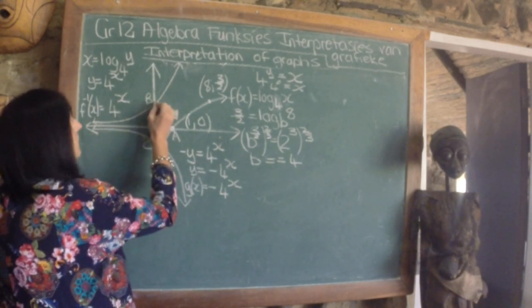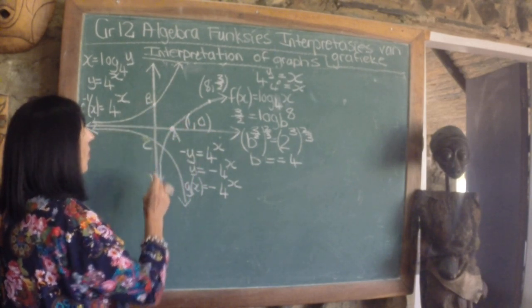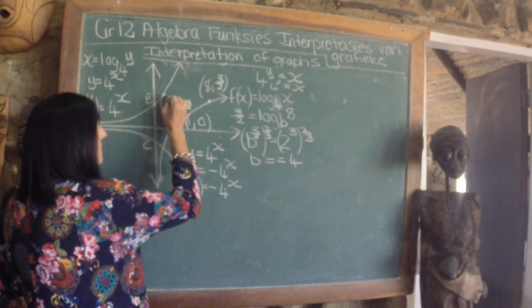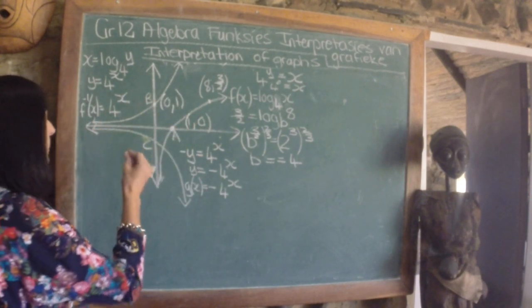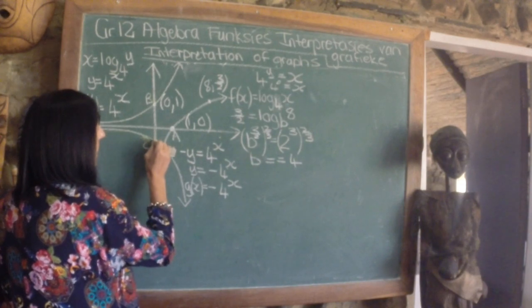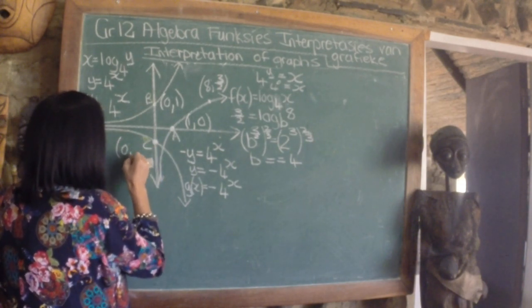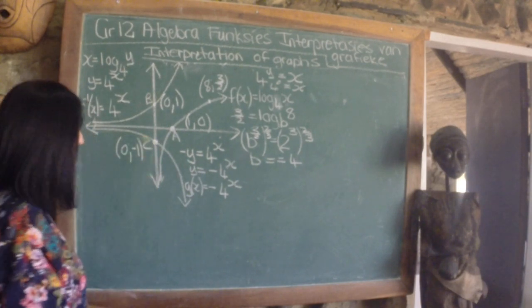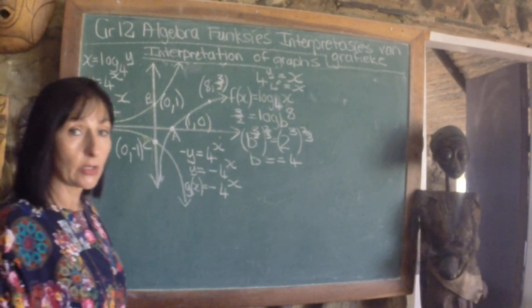Wanneer ons die inverse kry, dan ruil die x en die y waardes om, so sy y afsnit by die inverse gaan dan wees 0, 1. If you reflect it in the x-axis, then the y values become negative. So there's the three coordinates. Very quick and easy, because I know my learning work.